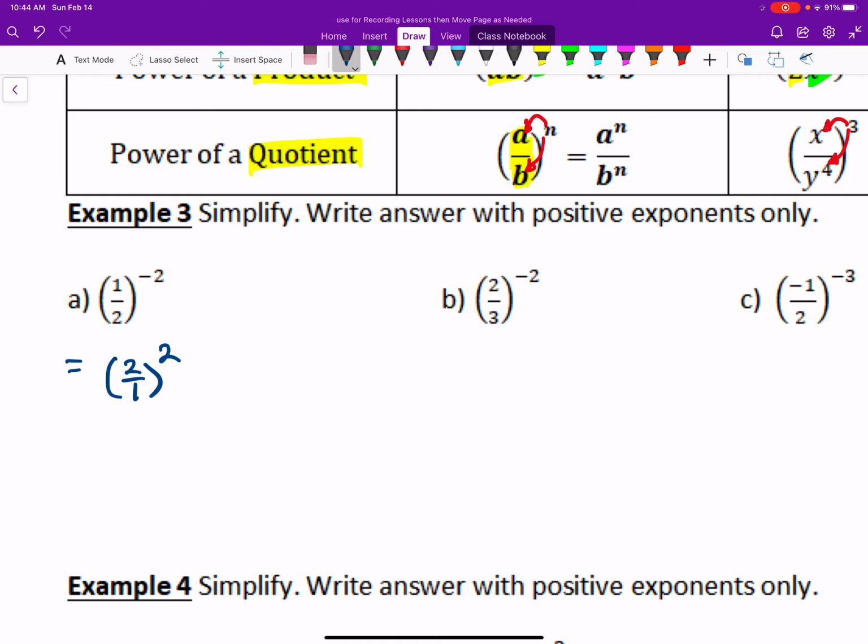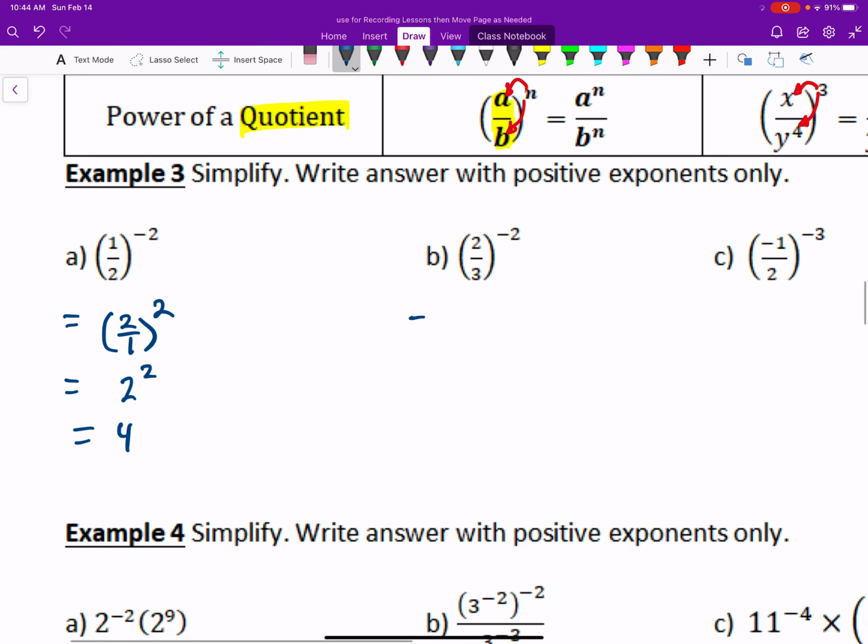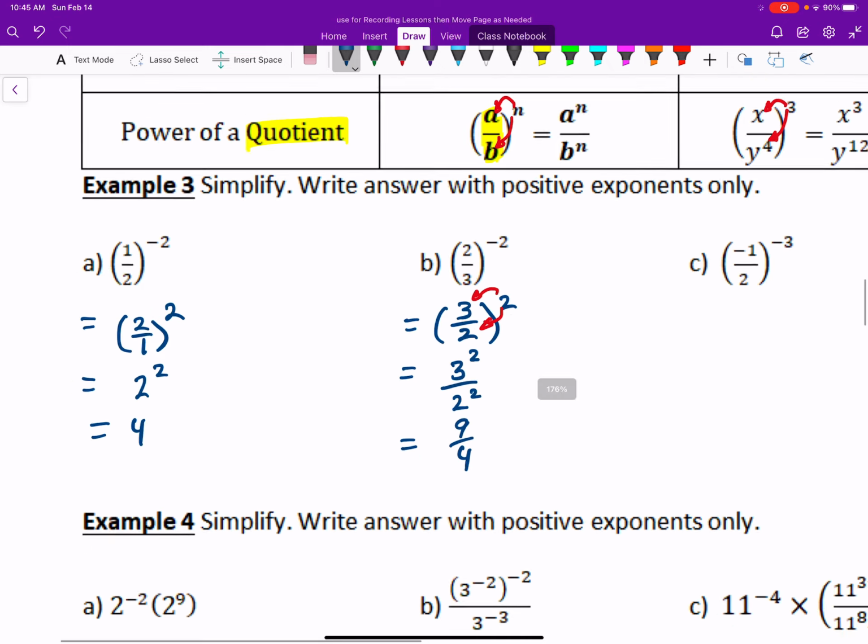That would be the same result as if I did 1 over 1/2 to the exponent 2. So, obviously 2 over 1 is just 2, so that's going to end up equaling 4. This one's also negative, so I'd flip it upside down first. And then I'd apply the 2 to the top and to the bottom, so that would be 3 squared over 2 squared, which equals 9 over 4.